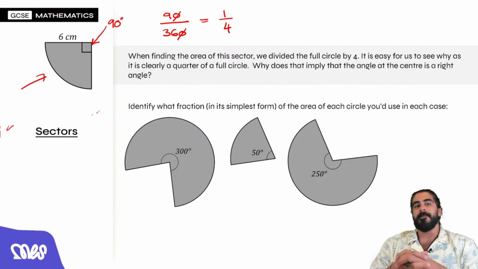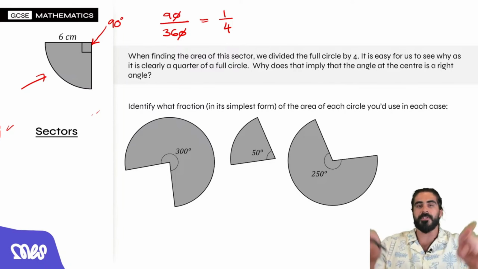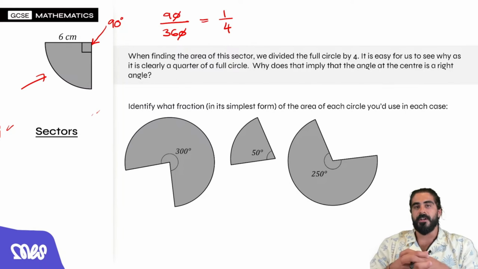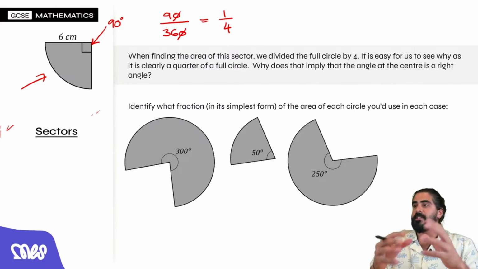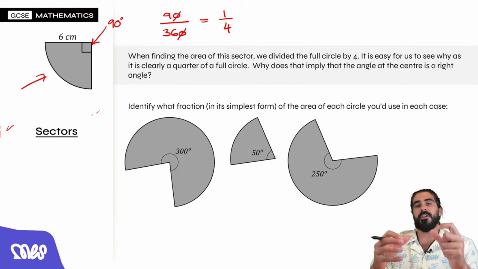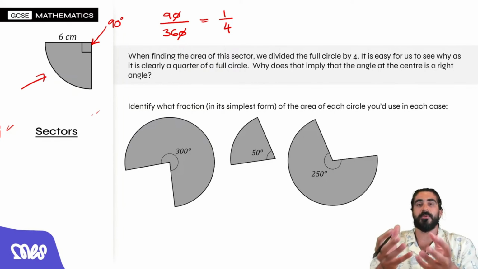So what we would do is pi r squared for the full circle, and then we'll just divide it by 4, or do a quarter of the full circle. So the main skill for all of this, and then we're going to do the general formula and apply it to some slightly trickier exam questions, is we need to make sure we know what fraction each sector is of the full circle that we're talking about.